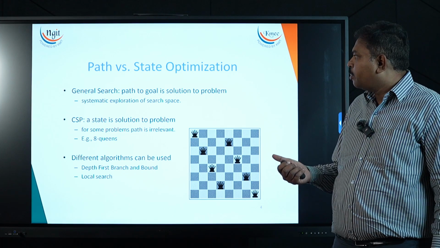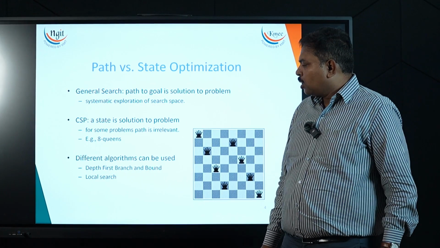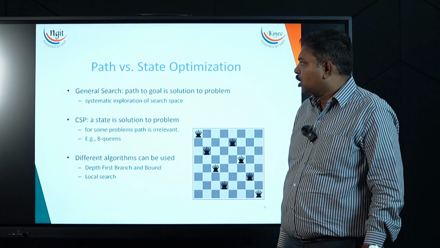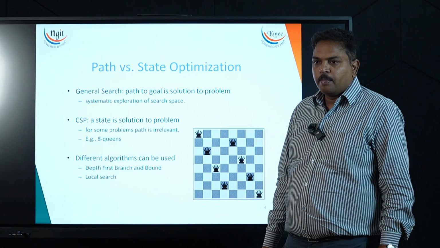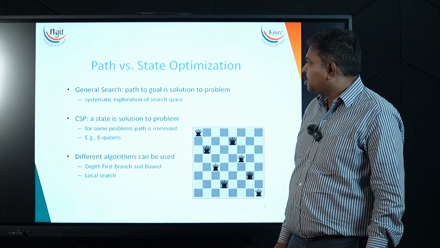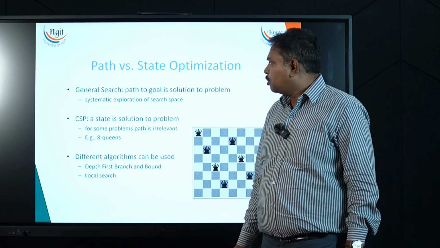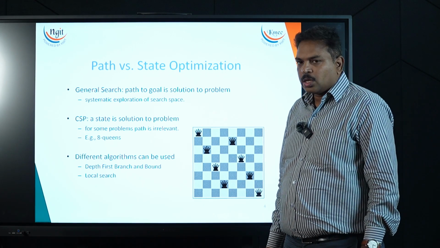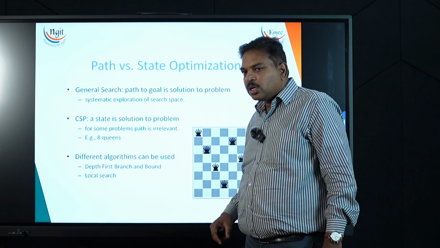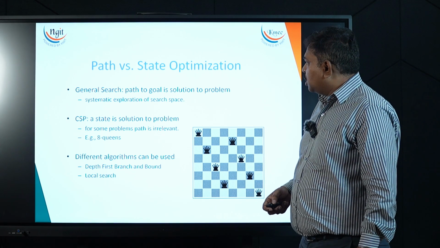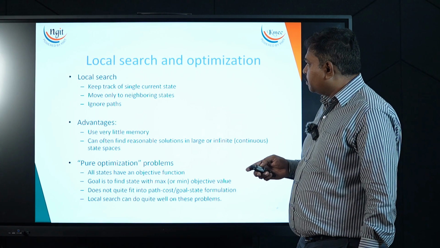How do we solve optimization problems? We can apply normal classical search algorithms, like uninformed search or informed search algorithms such as BFS, DFS, and best first search, where we find the path from the initial state to the goal state. That is how we solve normal problems. But in optimization, we don't care about the path. The path is not that important. We have to reach the goal state.